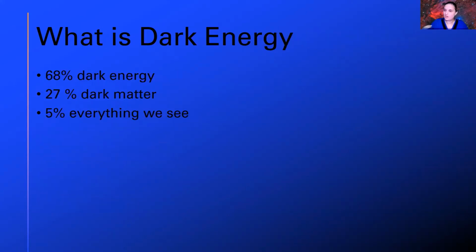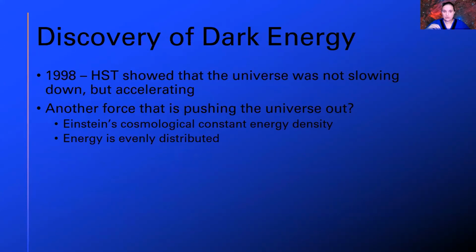Now, dark energy. As I told you, everything we see is 5%. Dark matter only is 27%. So what makes up the rest of the universe? About 68% of it is predicted to be dark energy. Basically energy that dissipates throughout the rest of the universe. So how did we discover dark energy?